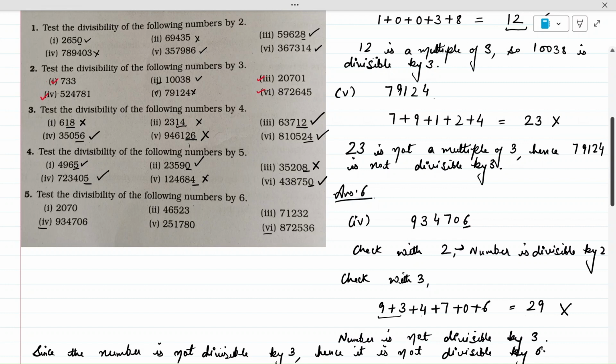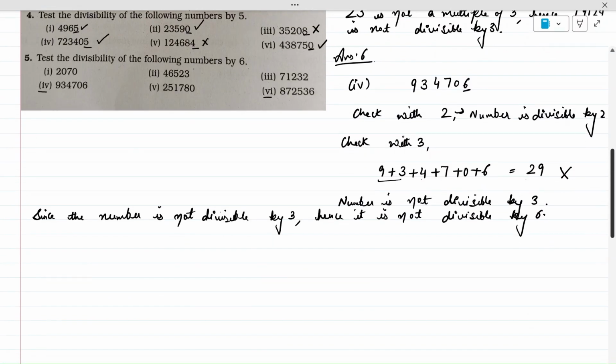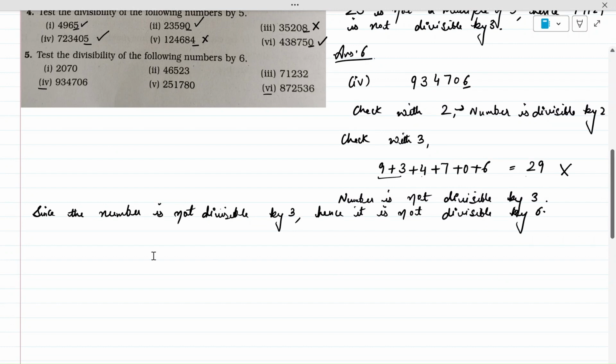Okay, so kids, in all the questions you are doing, you have to mention the rule first, that is, what is the rule, what is the criteria, and then you have to start solving that question.